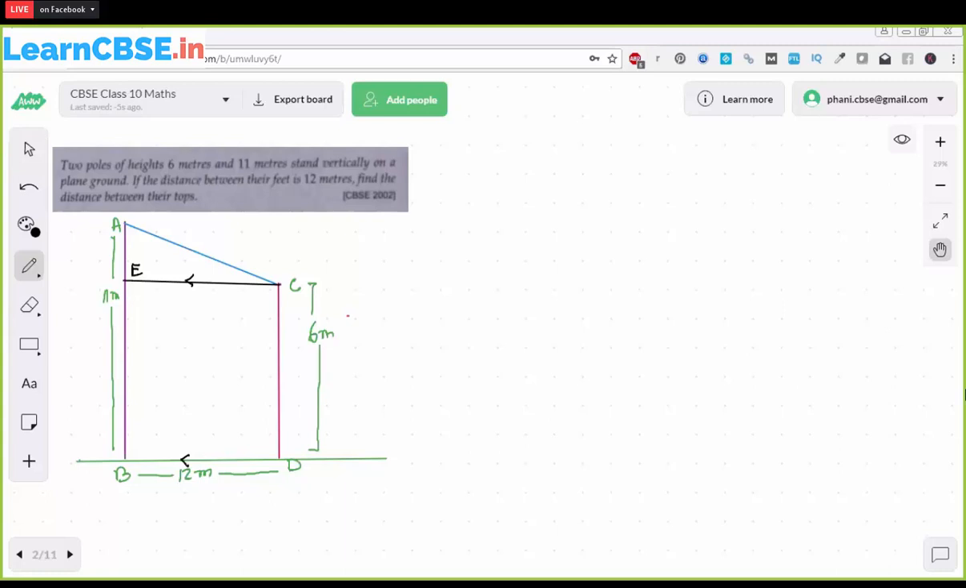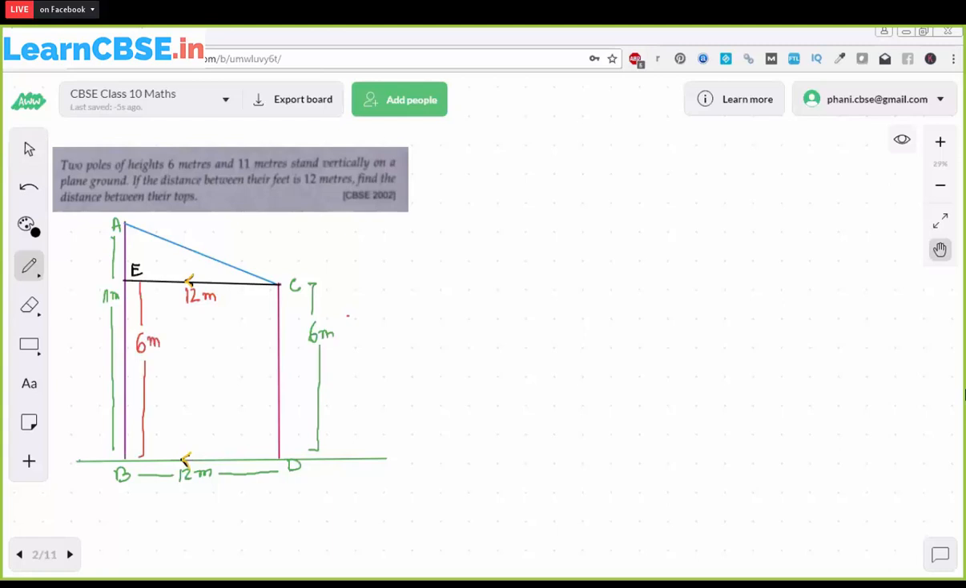Now how can we solve it? This length is given as 6 meter, and these two lines are parallel to each other. So it means BDCE is a rectangle. Okay, BDCE will be a rectangle, and here this side will become 12 meter and EB will become 6 meter.